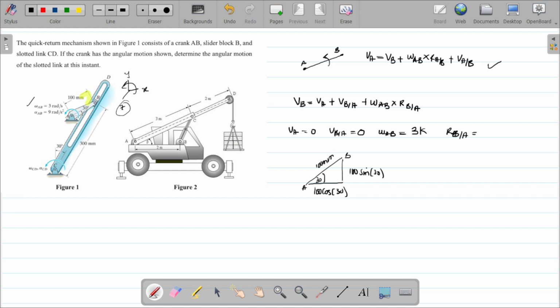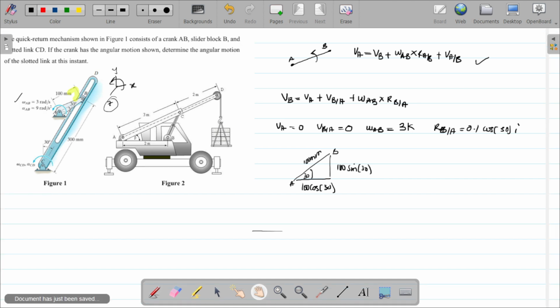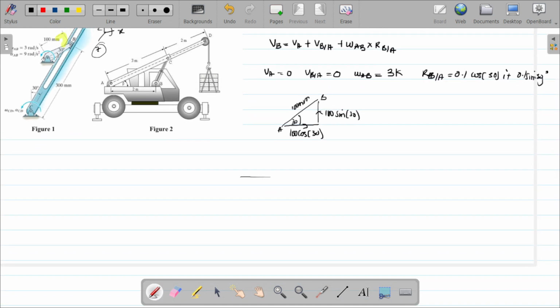So the R of B relative A is going to be 0.1 cos 30 i plus 0.1 sine 30 j. All right, so from here, you move to the right, you move to the top, so it's all positive. All right, so with these parameters known, let's make our substitution.